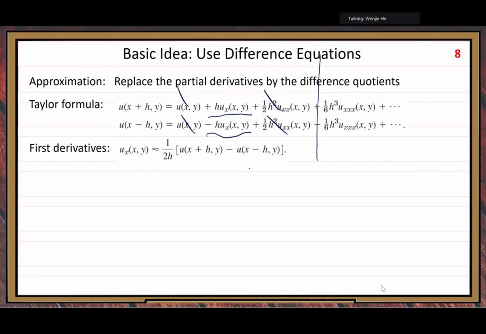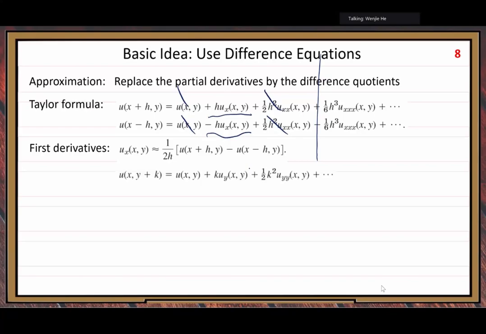That remainder part has order h cubed. When we calculate the approximation, we take a very small h, so h cubed is much smaller. With the 1 over 2h, you still have an h squared term. So when h is small, the error term is very, very small. That's why we have a pretty good approximation of the first derivative.